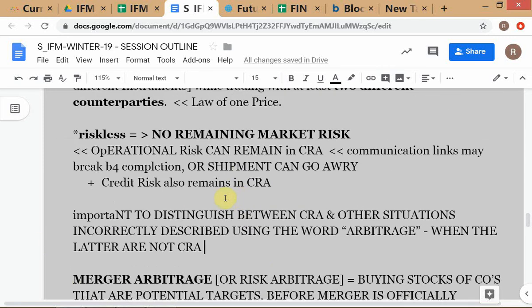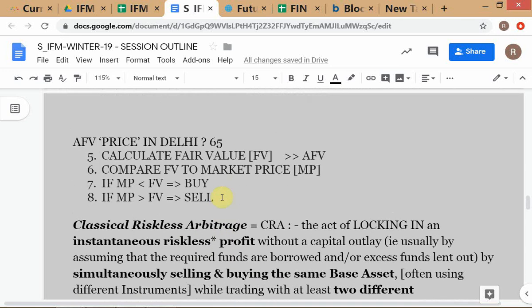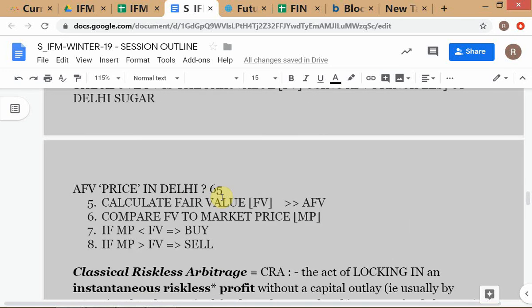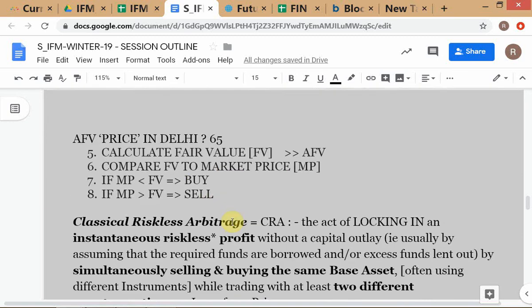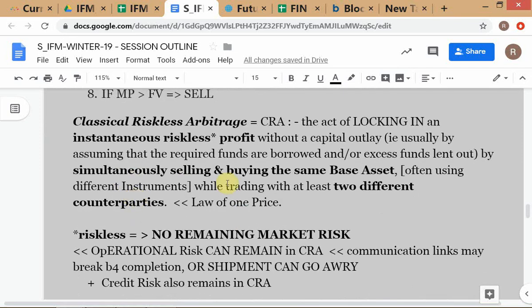So you've understood two important concepts now. What is arbitrage free valuation? That it is intimately connected to the idea of the synthetic equivalent, which you've already covered before. And then you've learned a new term, which you see here, classical riskless arbitrage, that you should be able to instantaneously remove all market risk, by doing this kind of simultaneous buy and sell of the same base asset, creating the same payoff profile, and using different instruments. So that's your classical riskless arbitrage.